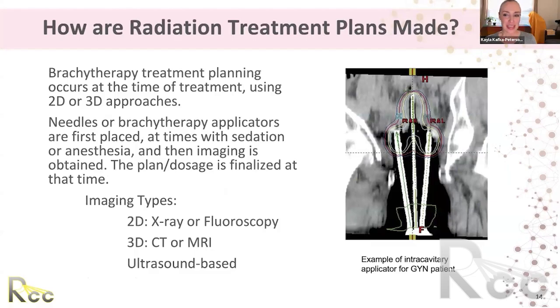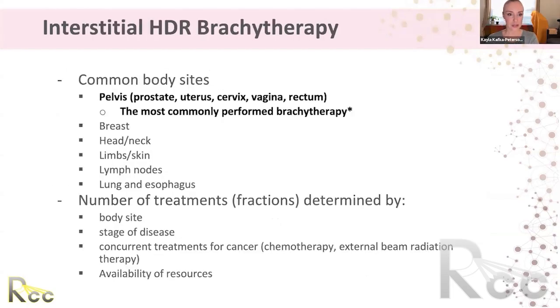So radiation treatment plans, again, this is a different type of applicator. This is a type of intracavitary GYN applicator. This is done with the use of imaging. So again, the needles or the brachytherapy applicator is put in, usually in the operating room or the theater, as they say a lot outside of the United States, at times with sedation or anesthesia. And then imaging is obtained, which is 2D, which is usually X-ray or fluoroscopy, or 3D, which is CT or MRI, or ultrasound-based, such as with ultrasound-based prostate treatment.